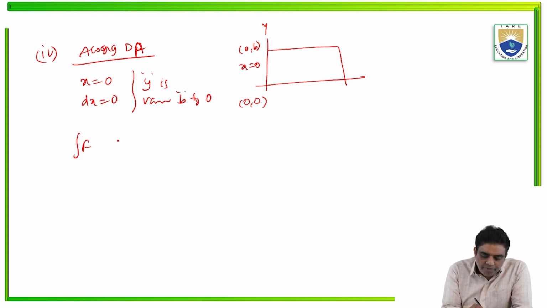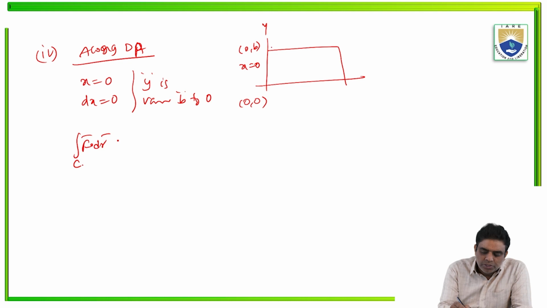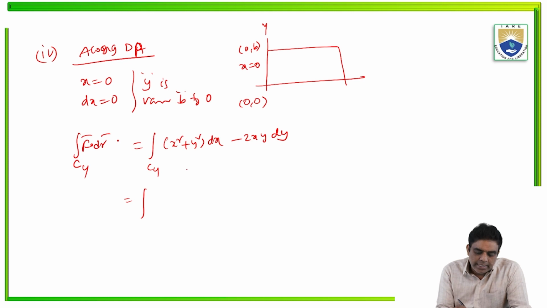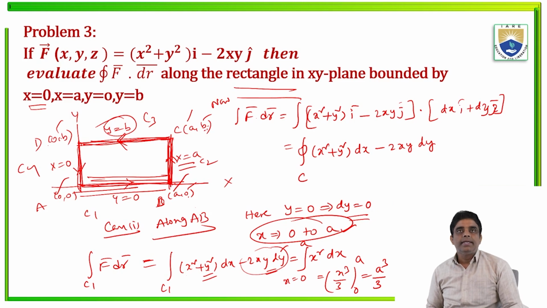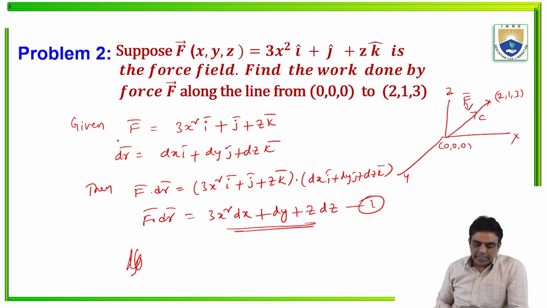So the integral of F bar dot dr bar along the curve DA, this is C4, after C1, C2, C3. So this is the integral of x square plus y square dx minus 2xy dy along the curve C4. Here dx is 0, which means the entire first term is 0, and the second term is also 0. So the entire value is 0. So we have evaluated all the integrals along the curves C1, C2, C3, C4. That means the entire rectangle. So now the sum of all these is the required line integral.